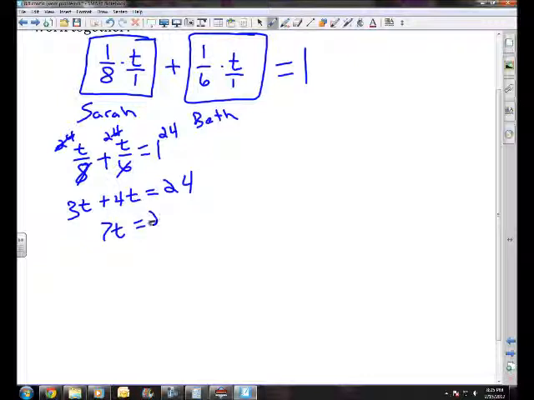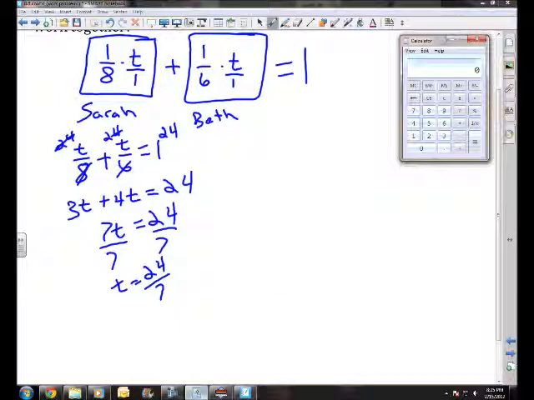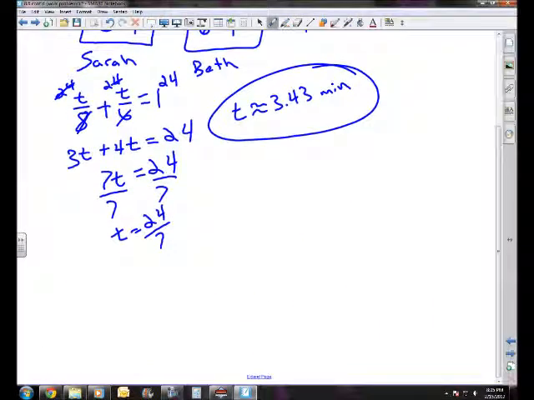7t equals 24. Divide both of these by 7. T equals 24 over 7. Now, 24 over 7 minutes, that's getting a little crazy. Let's make that into a decimal, shall we? 24 over 7, we're going to say about 3.43 minutes. Bingo. Okay. All right, now let's back up to that other page we skipped.